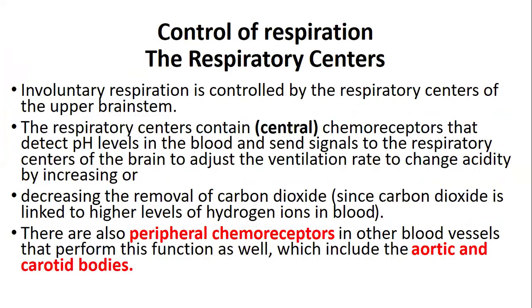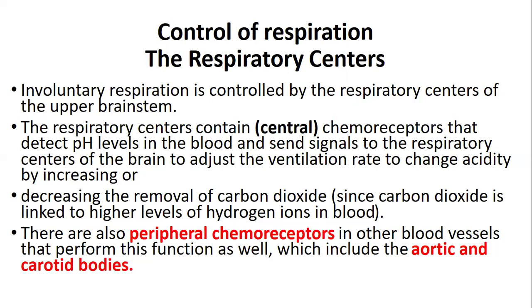Control of respiration and the respiratory centers is actually done by the central nervous system. The respiratory centers contain central chemoreceptors that detect pH, not basically by the central nervous system, but by the systems that are centrally located. They detect pH in the blood and send signals to the respiratory centers of the brain to adjust the respiratory rate to change acidity.